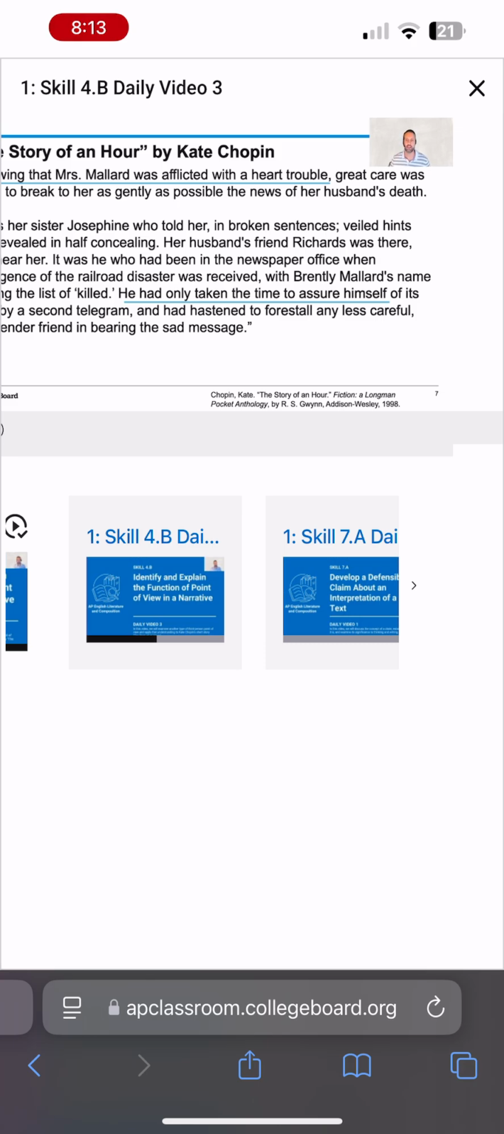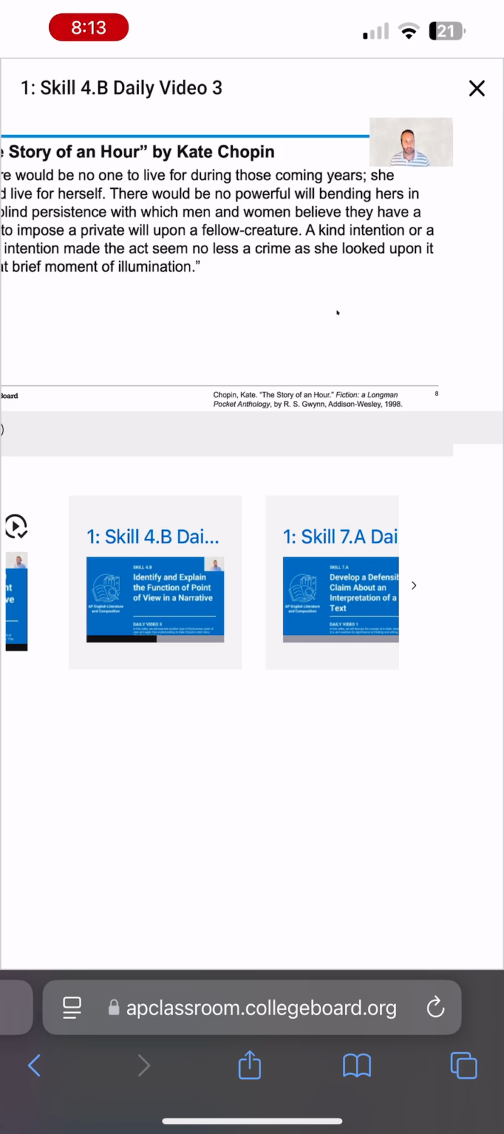and feelings of characters. We also see it here a little bit later in the story, and this is in reference to Mrs. Mallard. This is after she's received the news of her husband's death, and she thinks to herself, there would be no one to live for during these coming years. She would live for herself.